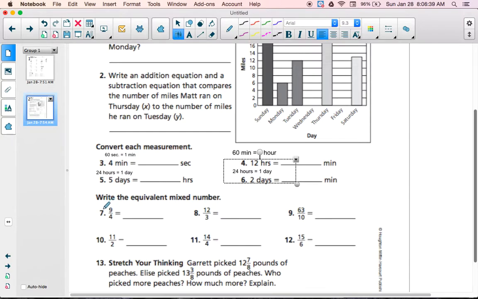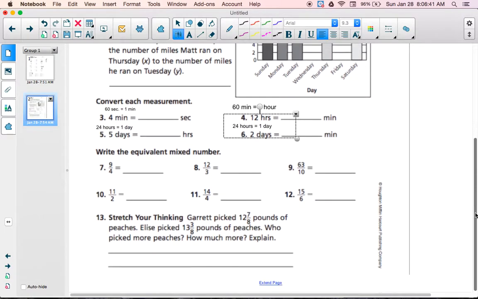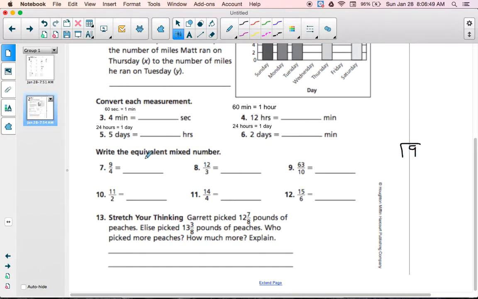And then down here, you're just changing these into mixed numbers. Remember, for example, number 7, you divide the numerator by the denominator. Okay? Try the stretch your thinking. I don't think it's that hard. Just explain why. Or pick the most and then why you think that.